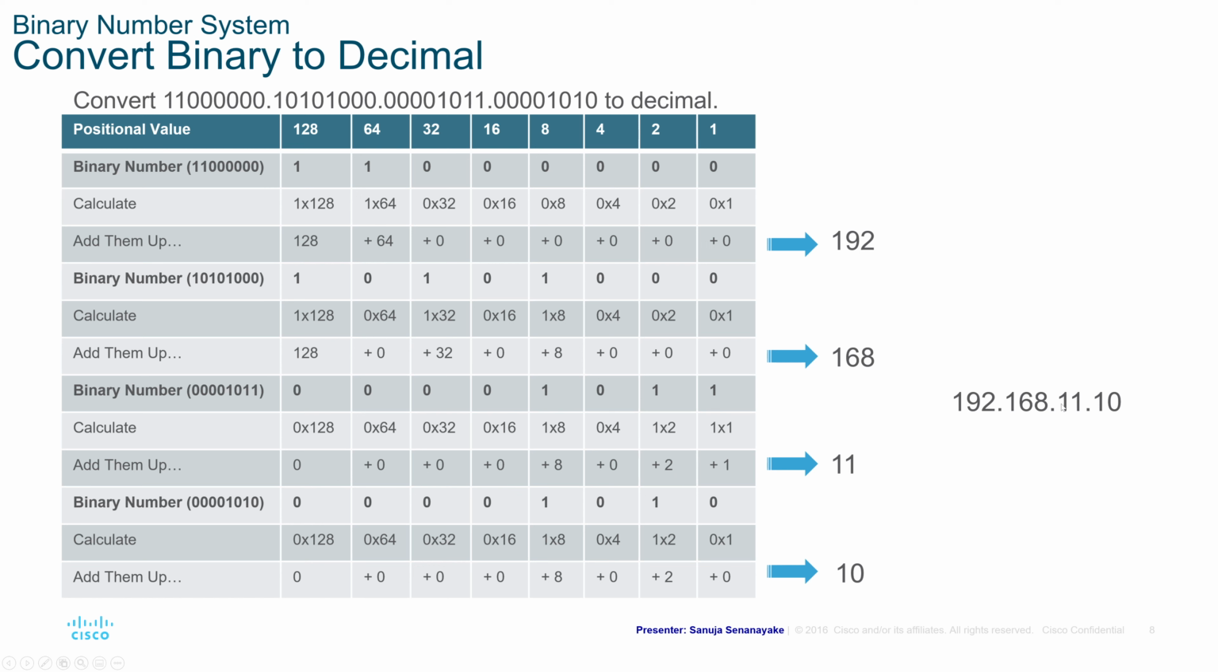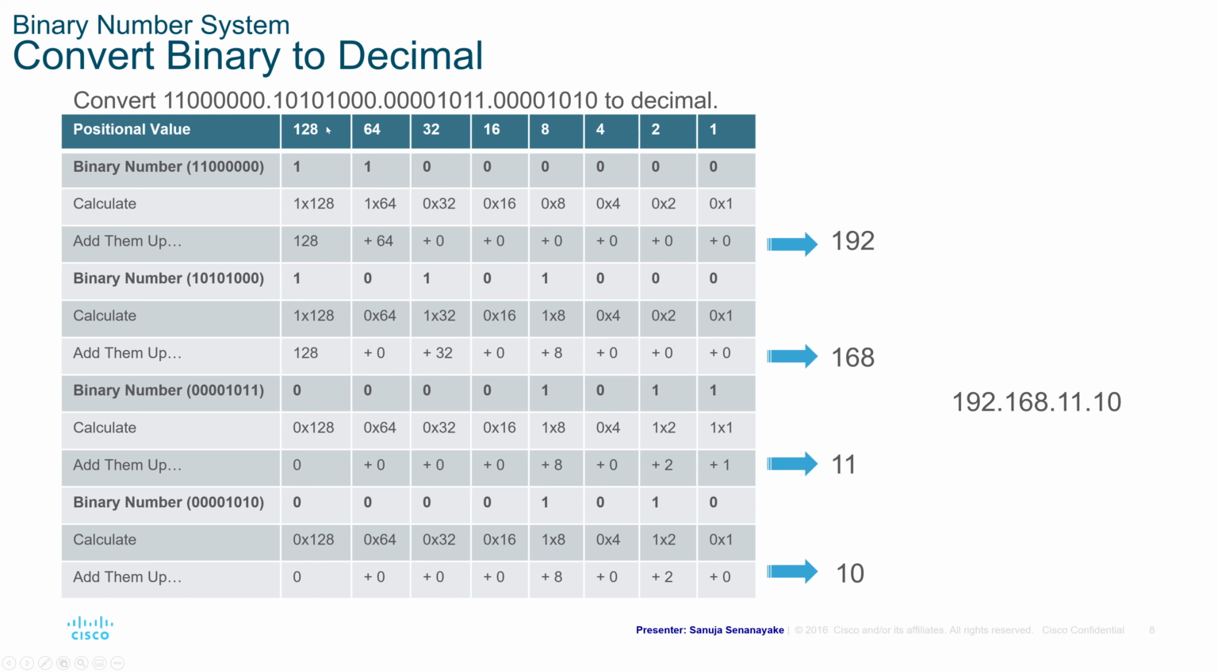So the third octet is going to be 11. For the fourth octet, we have 4 zeros at the front and then 1 0 1 0. That means positional values 128 all the way to 16 are 0. Then we have a 1 at 8, none for 4, a 1 on the second positional value, and none for the last one. So 8 plus 2 will give you 10.